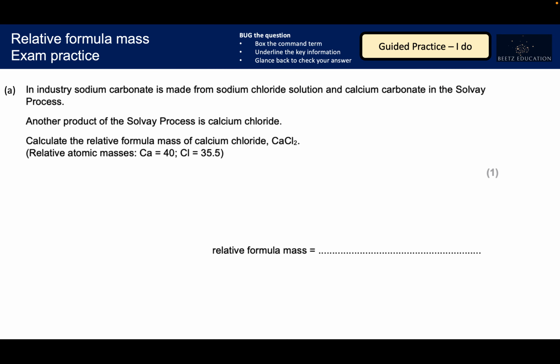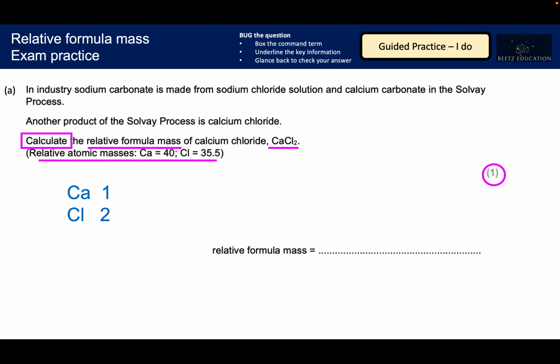So in an exam context then, I'm going to do this one. I've been asked to calculate the relative formula mass of calcium chloride. I've been given those relative atomic masses in the question, thanks very much, and it's only worth 1 mark. So I know it's going to be a basic calculation, but nevertheless, still show my working out.